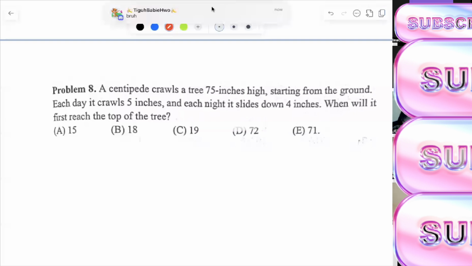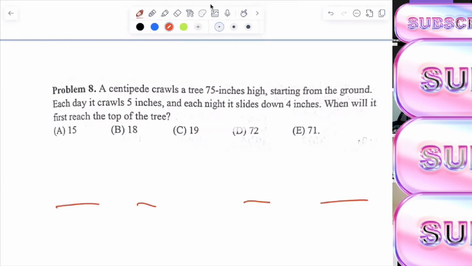Okay, so let's get started with this question. Basically, a centipede crawls 75 inches high. Every day we talked about it, it goes up 1 inch, technically. We go up 1 inch every single time, and from there, we go up 1 inch every single day.